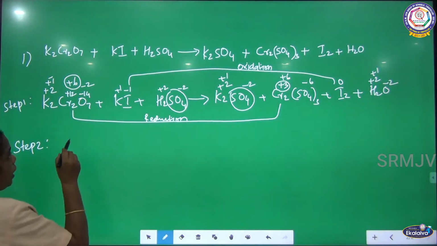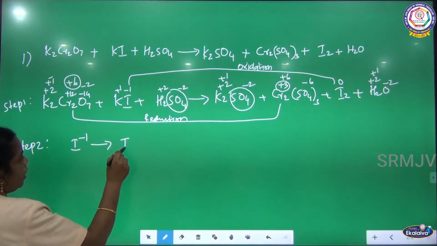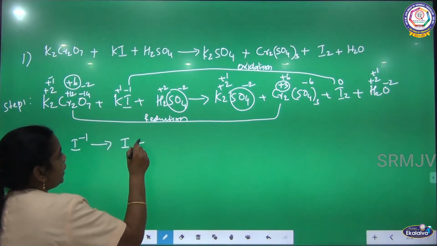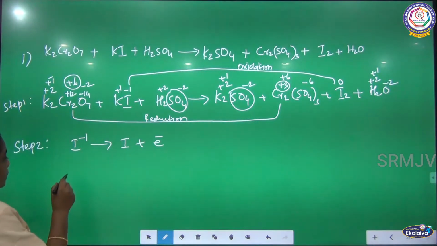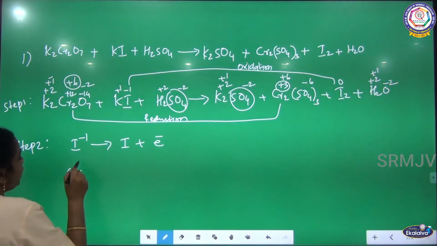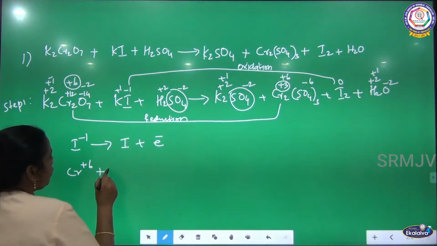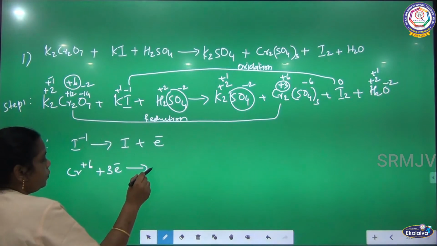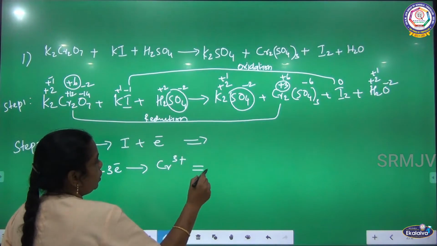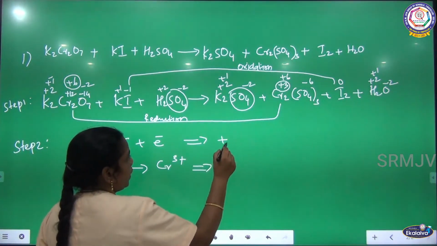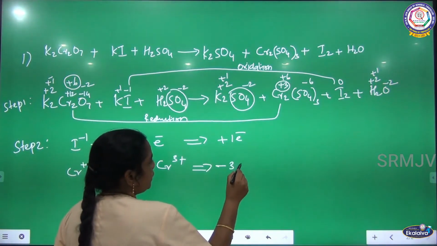Now you want to find the number of electrons. Iodide I minus becomes I by losing 1 electron, and chromium +6 gains 3 electrons to become chromium 3 plus. So how many electrons are involved? 1 electron lost here, and 3 electrons gained there.